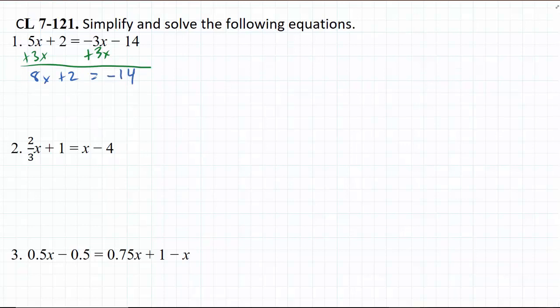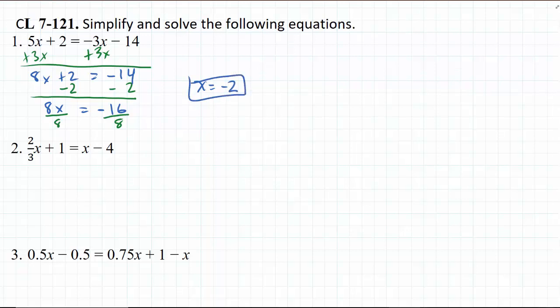Okay, and I'm going to go ahead and get the constants on the other side. So to get rid of this plus 2, I'm going to subtract 2. And notice I'm subtracting 2 because I'm really just trying to get the variables on one side and the constants, or the numbers, on the other side. When I do that, I have 8x equals negative 16. And finally, I'm just going to go ahead and divide by 8. Negative 16 divided by 8 is going to be negative 2, so x equals negative 2.